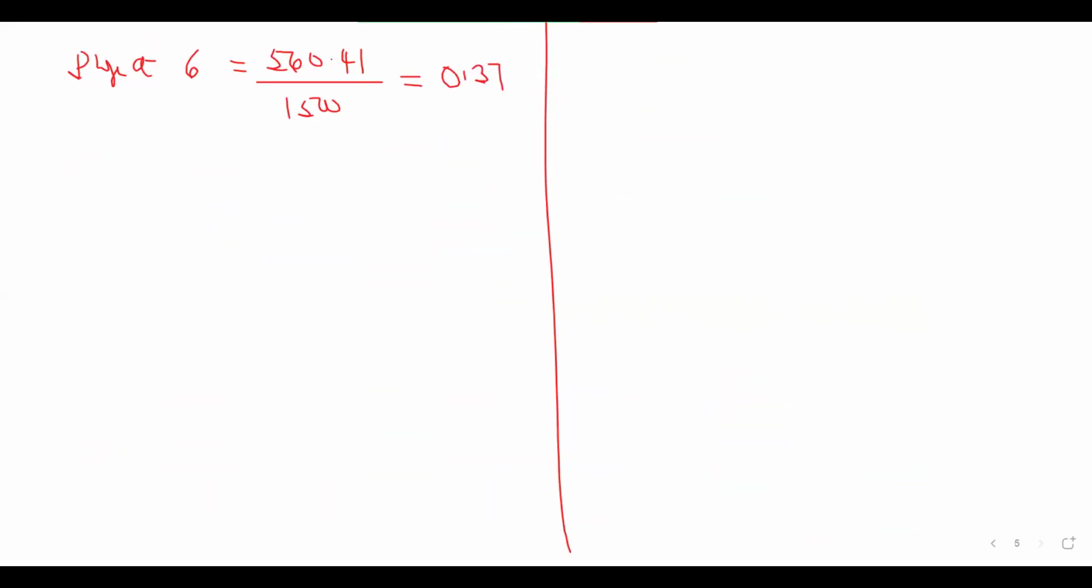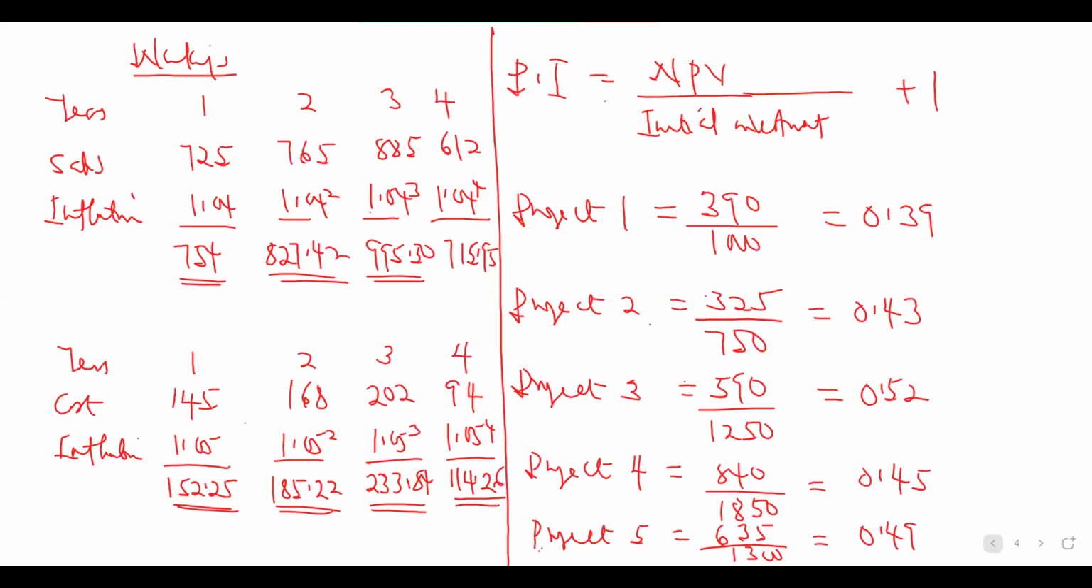How much do we have available? 5 million. Okay. Total amount available. So we have 5,000 to be the total amount available. Okay. Based on this ranking, which project should be undertaken first?